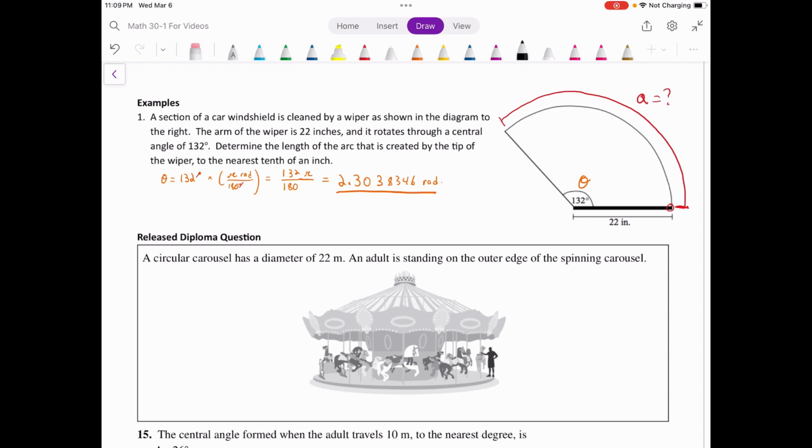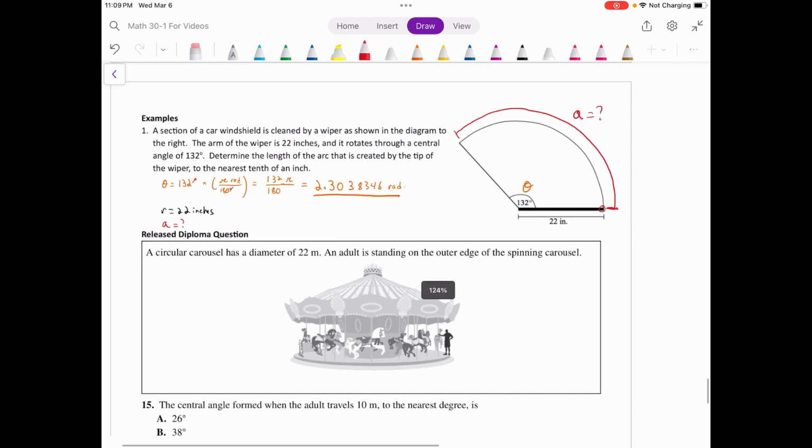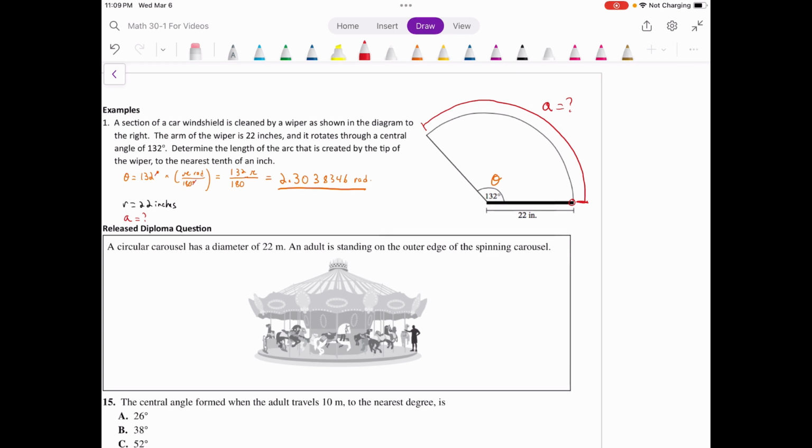Anyway, the radius, as we established, is 22 inches. And we want to know what is the arc length. Well, we can use our formula for this, and we're ready to actually use it because we have converted our angle into radians. So the angle is equal to the arc length divided by the radius. Okay, makes sense because a radian is just how many radii fit into that arc length. That's how many radians you've rotated through.